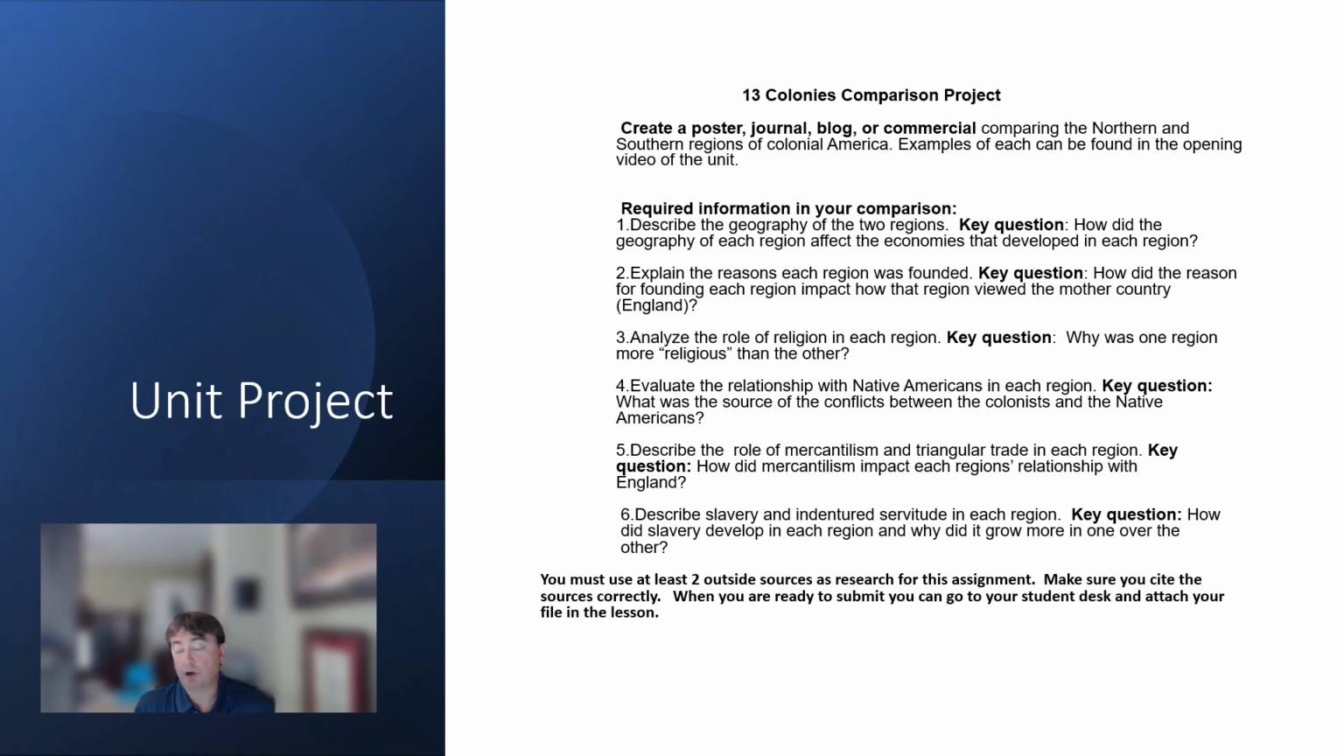Or you could do a commercial. That may be the most difficult one to do, but some people really like to do video. So if you wanted to do a video of a commercial where you are trying to get people to come to the northern region of colonial America, you would in your commercial need to describe that region, but you'd also need to contrast it with the southern region and why you don't want to go there. Same thing is true if you do the opposite. If you want them to come to the southern region, then amplify those things and talk about how it contrasts with the northern region. Either way, the required information is listed in the 6 different points there.